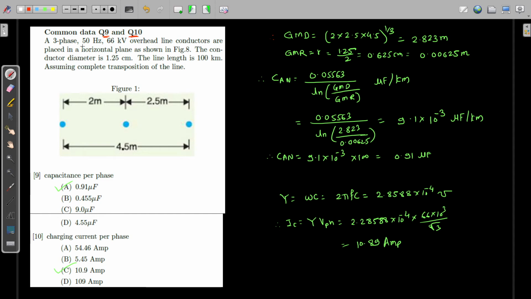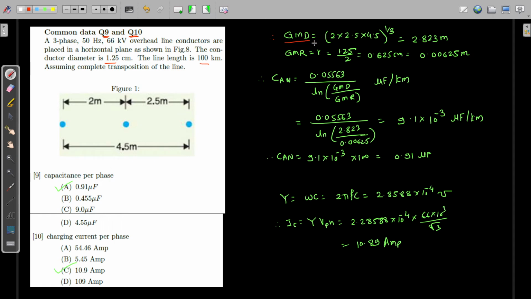We have this common data for questions 9 to 10. A three-phase 50 Hz 66 kV overhead transmission line has conductors placed in the horizontal plane, and the conductor diameter is given as 1.25 centimeter. The line length is 100 kilometer, assuming complete transposition of the line. The spacings are 2 meter, 2.5 meter, and 4.5 meter in total. What is the capacitance per phase?